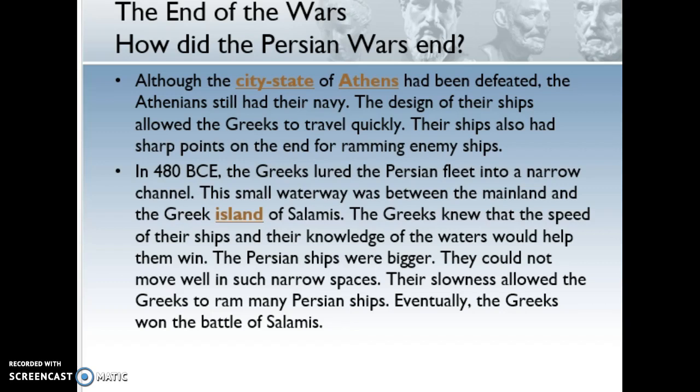In 480 BCE, the Greeks lured the Persian fleet into a narrow channel. This small waterway was between the mainland and the Greek island of Salamis. The Greeks knew that the speed of their ships and their knowledge of the waters would help them win. The Persian ships were bigger. They could not move well in such narrow spaces. Their slowness allowed the Greeks to ram many Persian ships. Eventually, the Greeks won the Battle of Salamis.